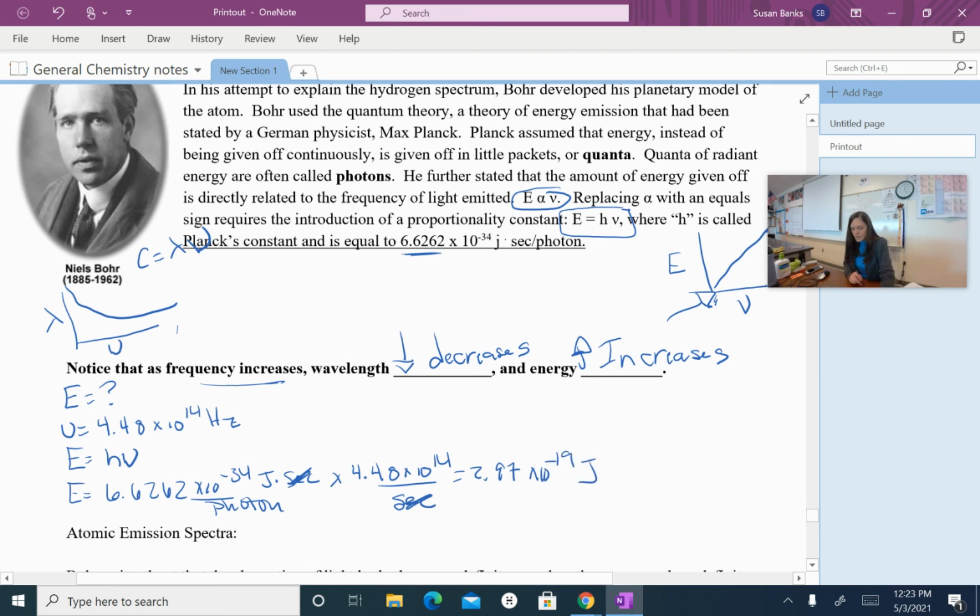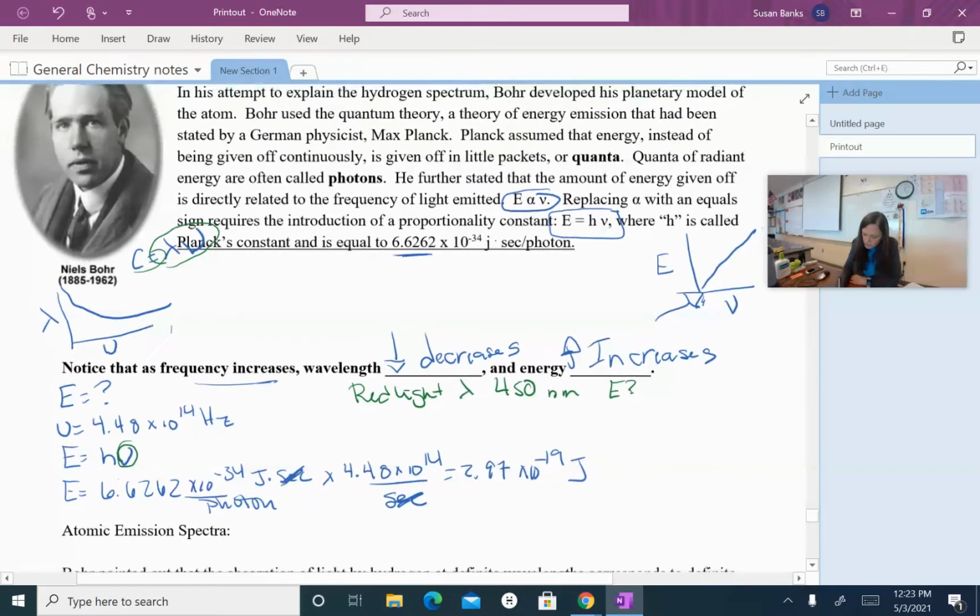Okay? Now, we're going to just still focus on red light. What if my red light had a wavelength of about 450 nanometers? What would be the energy there? So we're going to use this relationship. Can I substitute this relationship in?